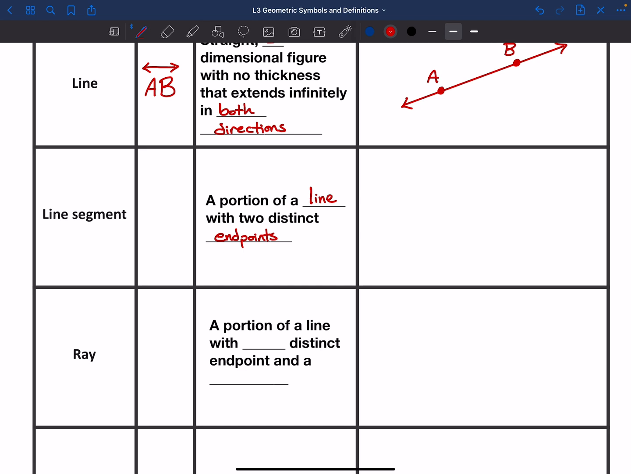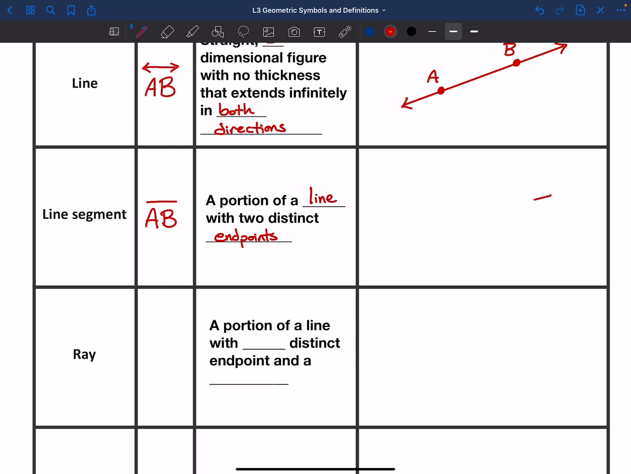The way that we denote that, let's use A and B. We're going to write A and B, and draw a line above it, and that's going to be it. There are no arrows on the ends because it's saying, it's just this little chunk that goes directly from A and stops at B.